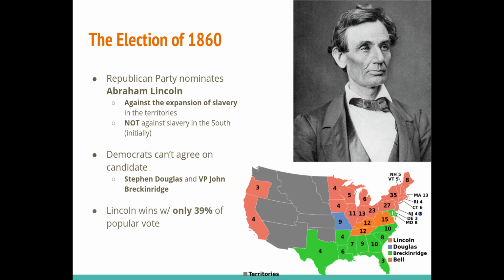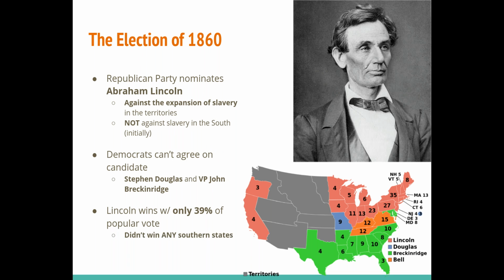Stephen Douglas and the current vice president at that time, the vice president under President Buchanan, John Breckinridge. So Lincoln, when all is said and done and the election's over, he only wins 39% of the popular vote. So most people in America actually voted for the Democrats, actually voted to maintain things as they were, and leave slavery alone. However, because of that majority being split between 3 candidates, they didn't get enough electoral power to win, and so it does go to Lincoln.